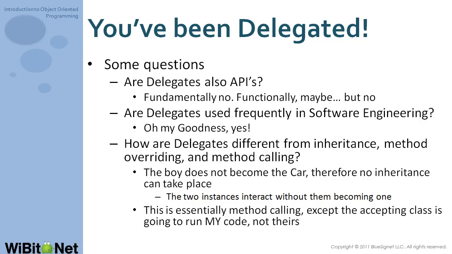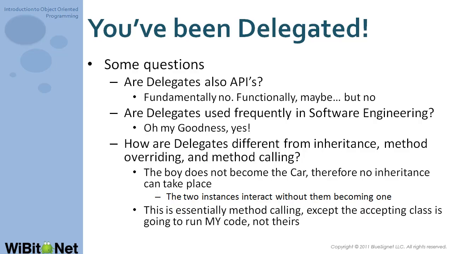Well, then I got another question to ask you. How are delegates different from inheritance, method overriding, and method calling? Why couldn't I just have the TCP class call a predefined function somewhere else? Well, let's take a look at our example originally. In the case of the boy remote controlling the car, the boy doesn't become the car. Oh. So no inheritance can take place. Right. So the two instances interact without becoming the same object. So they still remain separate, they still remain remote code, and those different objects can execute and utilize resources in different locations, but still interact with each other.